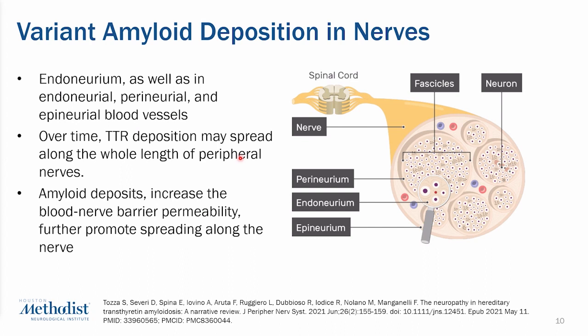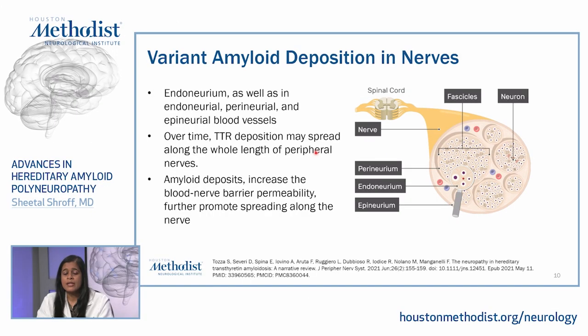Amyloid deposits are seen in the endoneurium as well as in the blood vessels of the endoneurium, perineurium, and epineurium. Over time, it is expected that TTR deposition may spread along the whole length of the nerve, starting from the ganglia and the nerve roots, sensory and motor, where the blood-nerve barrier is more permeable. These amyloid deposits increase the blood-nerve barrier permeability, further foster amyloidogenic material deposition, and promote spreading along the nerve.